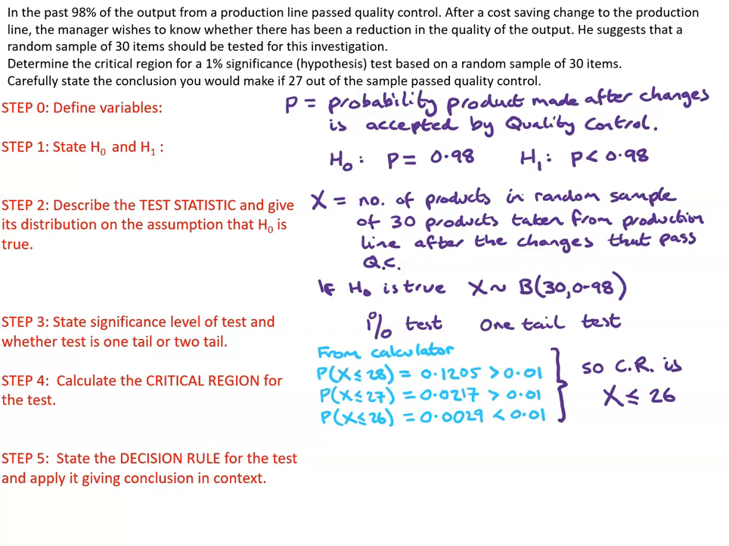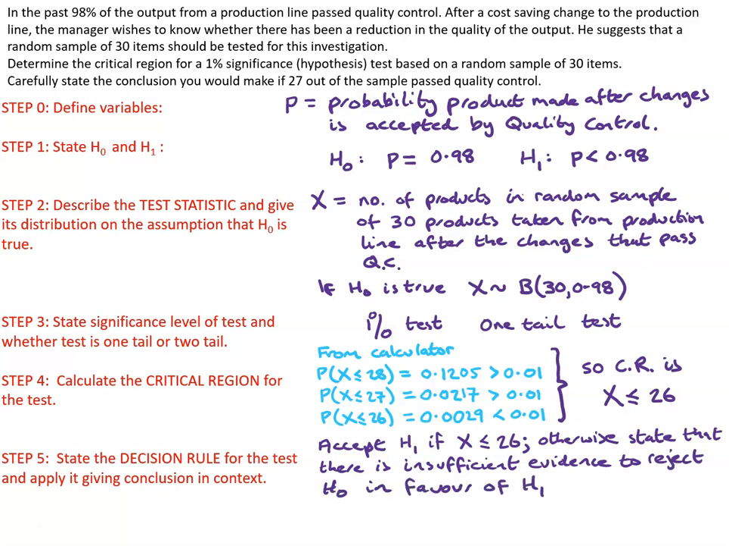So we can now state the decision rule for the test. The decision rule for the test is that we accept the alternative hypothesis if we are in the critical region. In other words, the value of x is less than or equal to 26. Otherwise, we state that there is insufficient evidence to reject H0 in favour of H1.